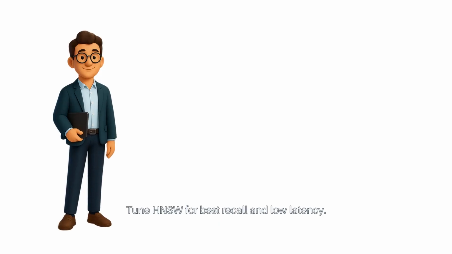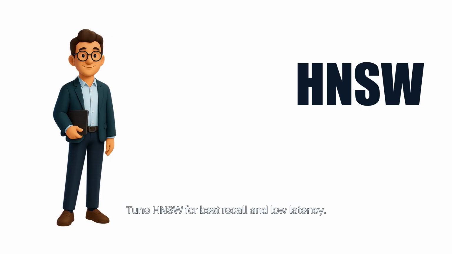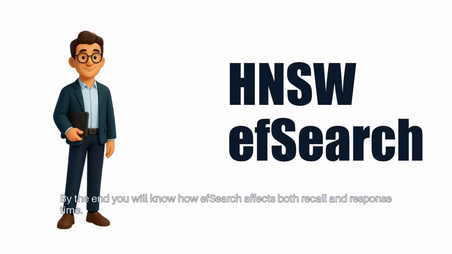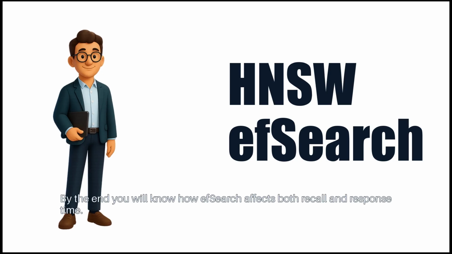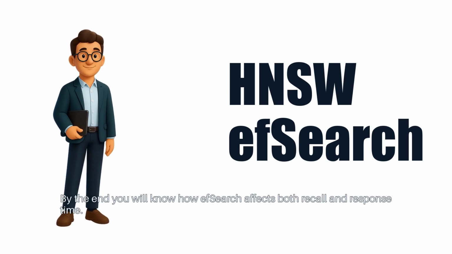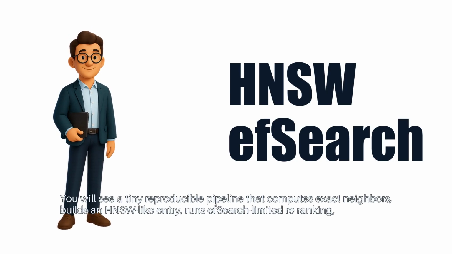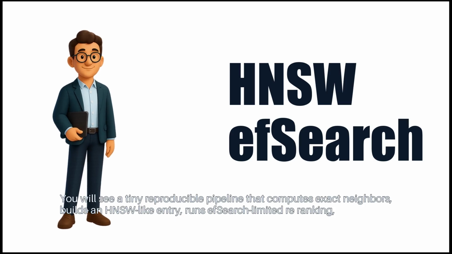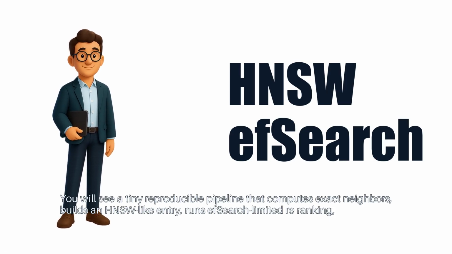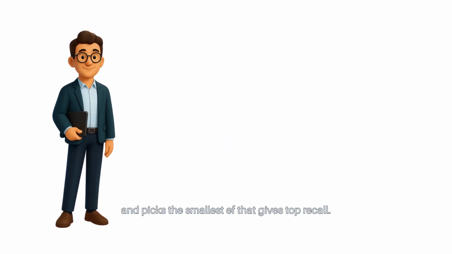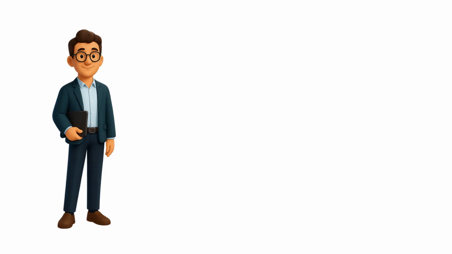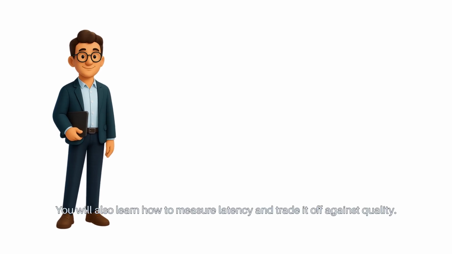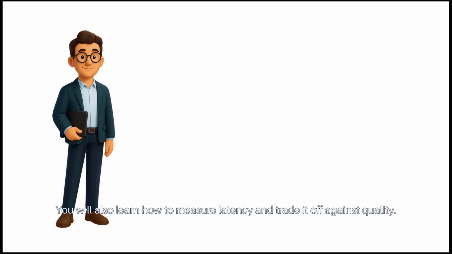Tune HNSW for best recall and low latency. By the end, you will know how efSearch affects both recall and response time. You will see a tiny reproducible pipeline that computes exact neighbors, builds an HNSW-like entry, runs efSearch-limited re-ranking, and picks the smallest EF that gives top recall. You will also learn how to measure latency and trade it off against quality.